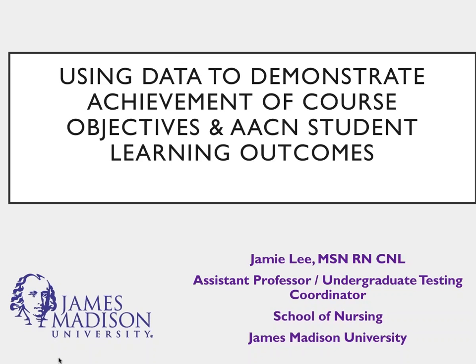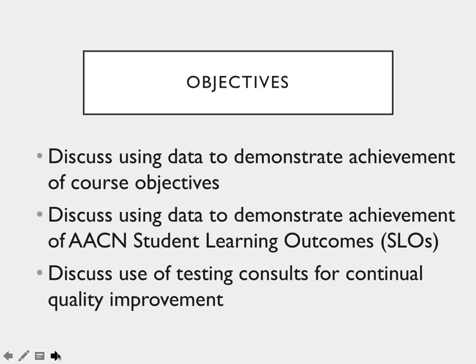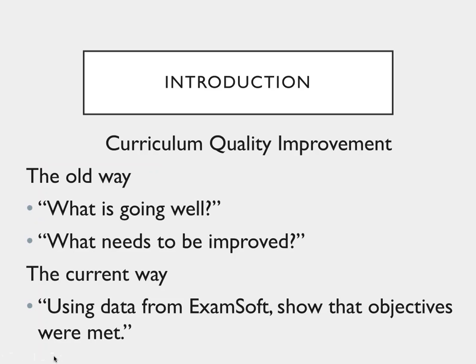Although generating testing data took a lot of time, and a little more data is added semester by semester, we're getting to the point where we're able to see what the data is and start to draw some inferences. So what does that data mean? Our objectives for today are to discuss the data, using data to demonstrate achievement of course objectives, using data to look at how we're looking at AACN outcomes or learning SLOs, and discuss how to use testing consults for continual quality improvement. So just some background to see where we were and get you up to speed on where we're going.